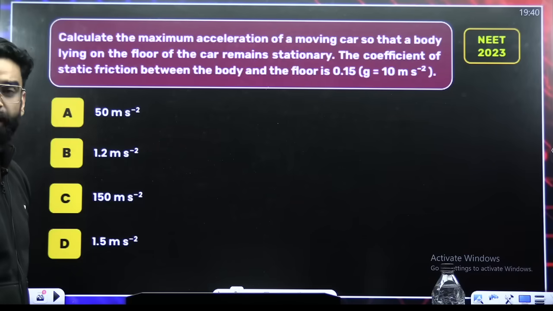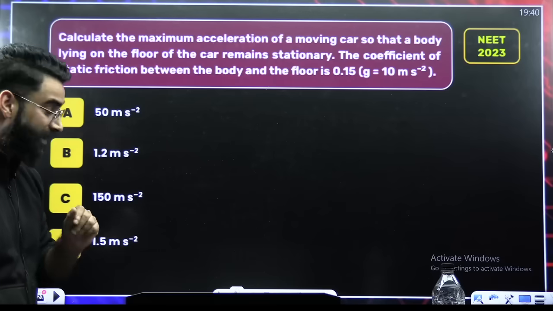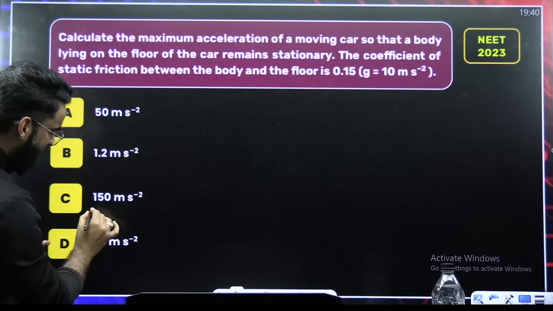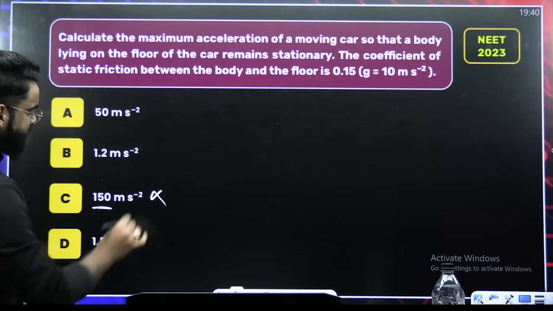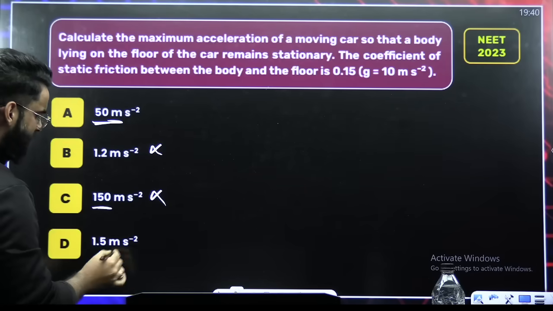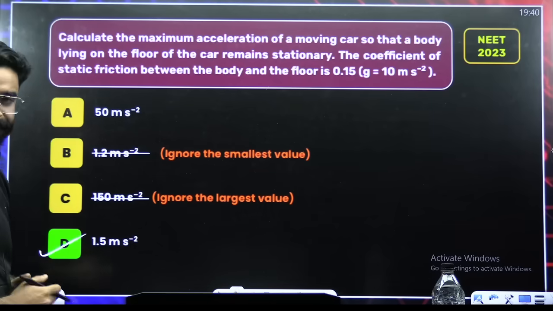Similarly, look at this particular question. I'm not reading the question at all. I'm not bothered about the question, but I'm bothered about the options. The extreme highest value is 150. No. Extreme low is 1.2. No. My correct option is either going to be this or this, right? A or D. So it's going to be D, which is the correct one.